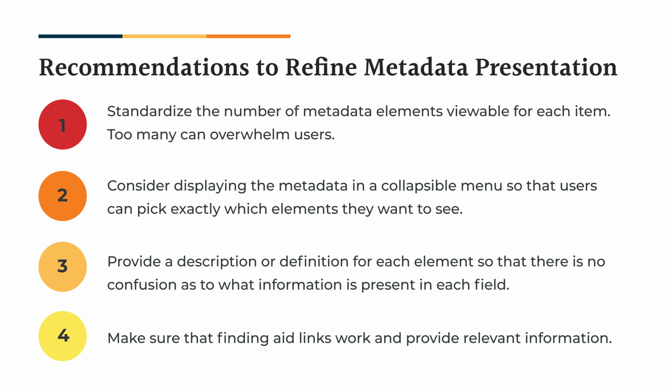We suggest simplifying the number of metadata elements that are viewable to reduce information overload for users. Another recommendation is to use a collapsible menu so users can pick exactly which field they would like to look at without having too much information cluttering one place. Additionally, it may be helpful to provide a brief description of each metadata element since novice researchers might not understand the difference between each category or know exactly which information is found where.